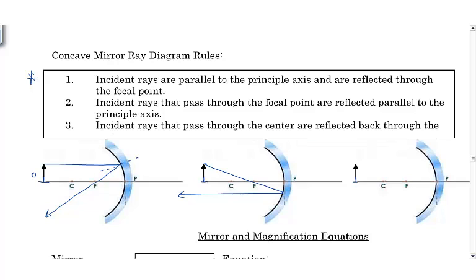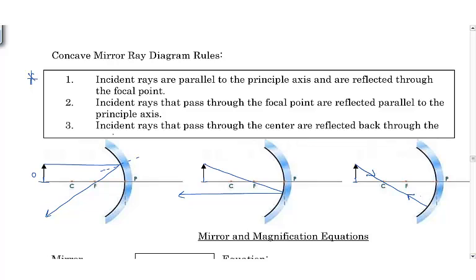The third rule is that any light ray traveling through the center of the curvature will hit the mirror and reflect straight back, and that's because that's the only situation where that light ray is hitting the mirror at 90 degrees. So it'll be traveling towards the mirror and then reflecting straight back.